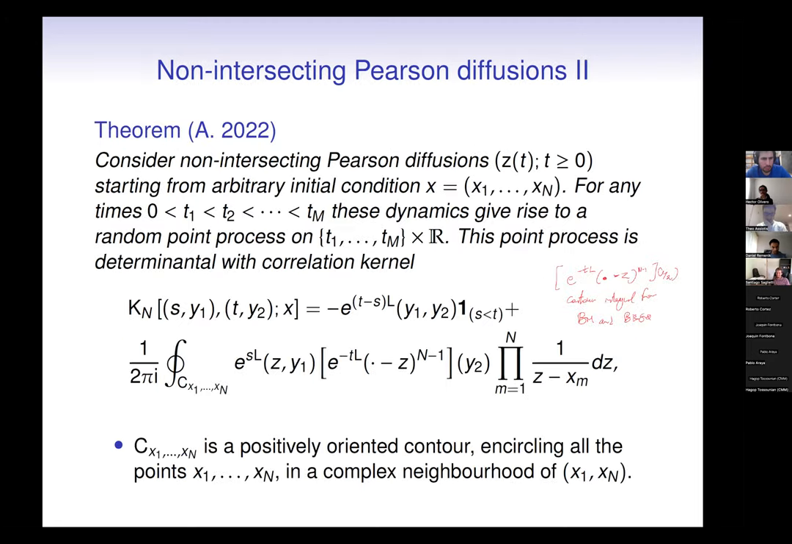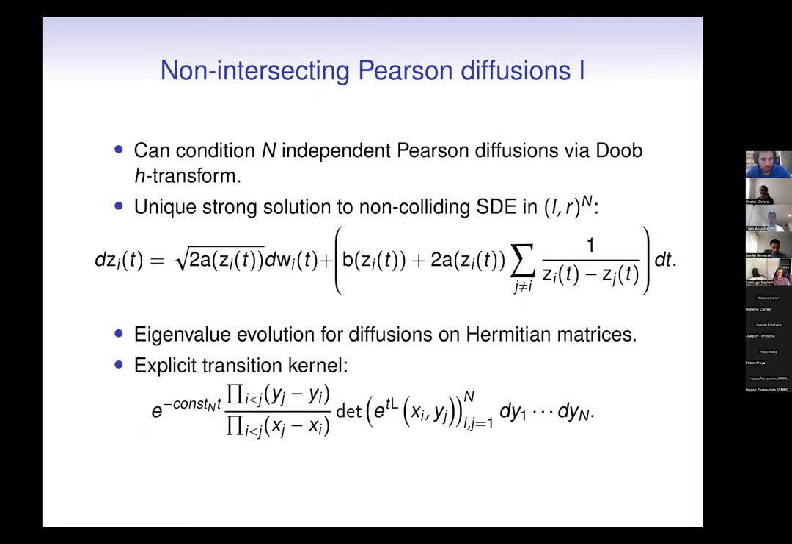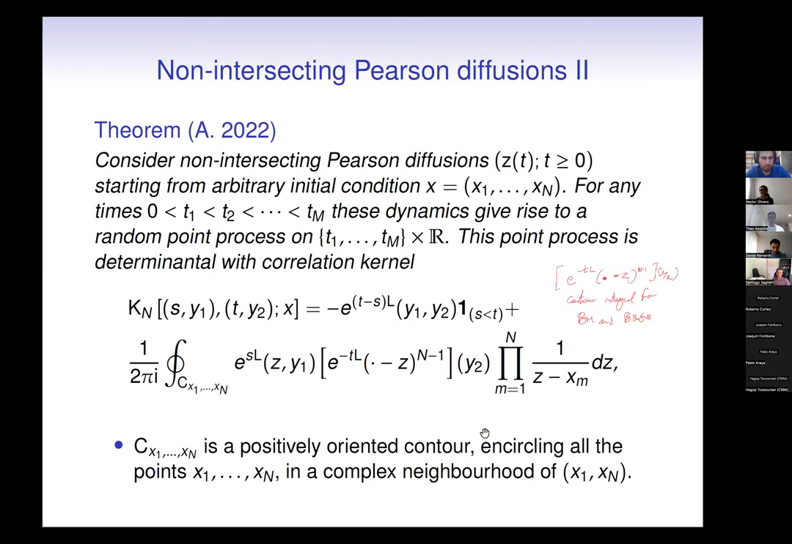Okay, so the theorem is this one. Basically, this is the analog of the theorem of Johansson and Brezin, Hikami, and Katori and Tanemura. Basically, if you consider this dynamics, you just start from an arbitrary initial condition, then this is determinantal. This is not difficult to see using results in the area that it's determinantal, but the thing is that you can get a formula for the kernel. And the formula is this one, which basically boils down to the previous formulae.